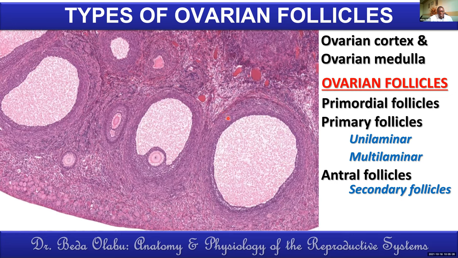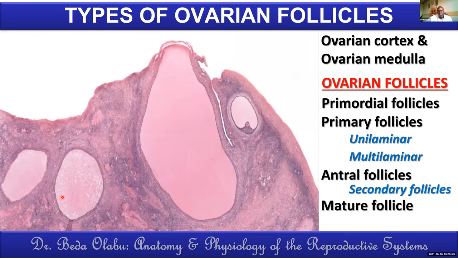As development continues, the size of the antrum continues to increase as well. And as that happens, the follicle tries to move toward the surface of the ovary. The follicle that moves to the surface of the ovary and is ready for ovulation is termed the mature follicle. So this is a mature follicle. You are not seeing the oocyte, not because it lacks one, but because of the sectioning. Otherwise, they all have that.